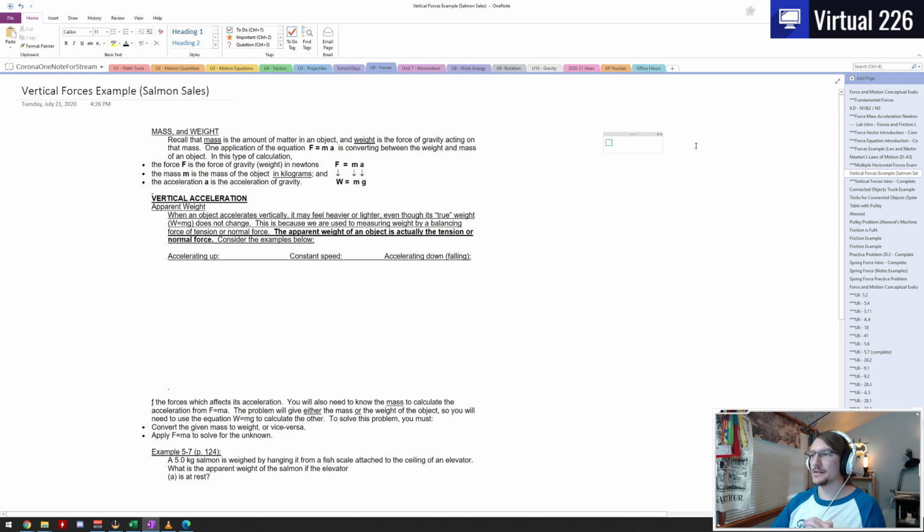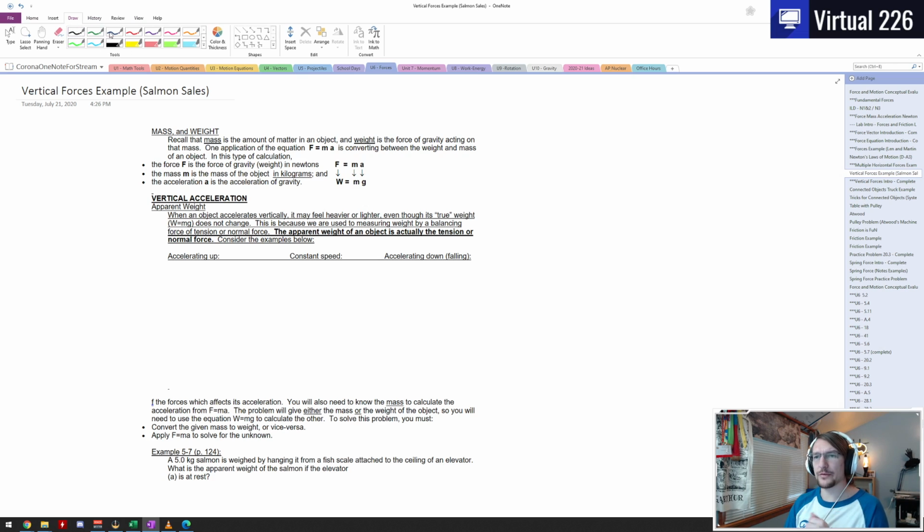So we're looking at vertical forces here. And if we recall, whenever we're talking about forces, what we're really talking about is this idea of F equals ma, where the sum of all the forces, however many forces you have, added together, equals an object's mass multiplied by its acceleration, okay?